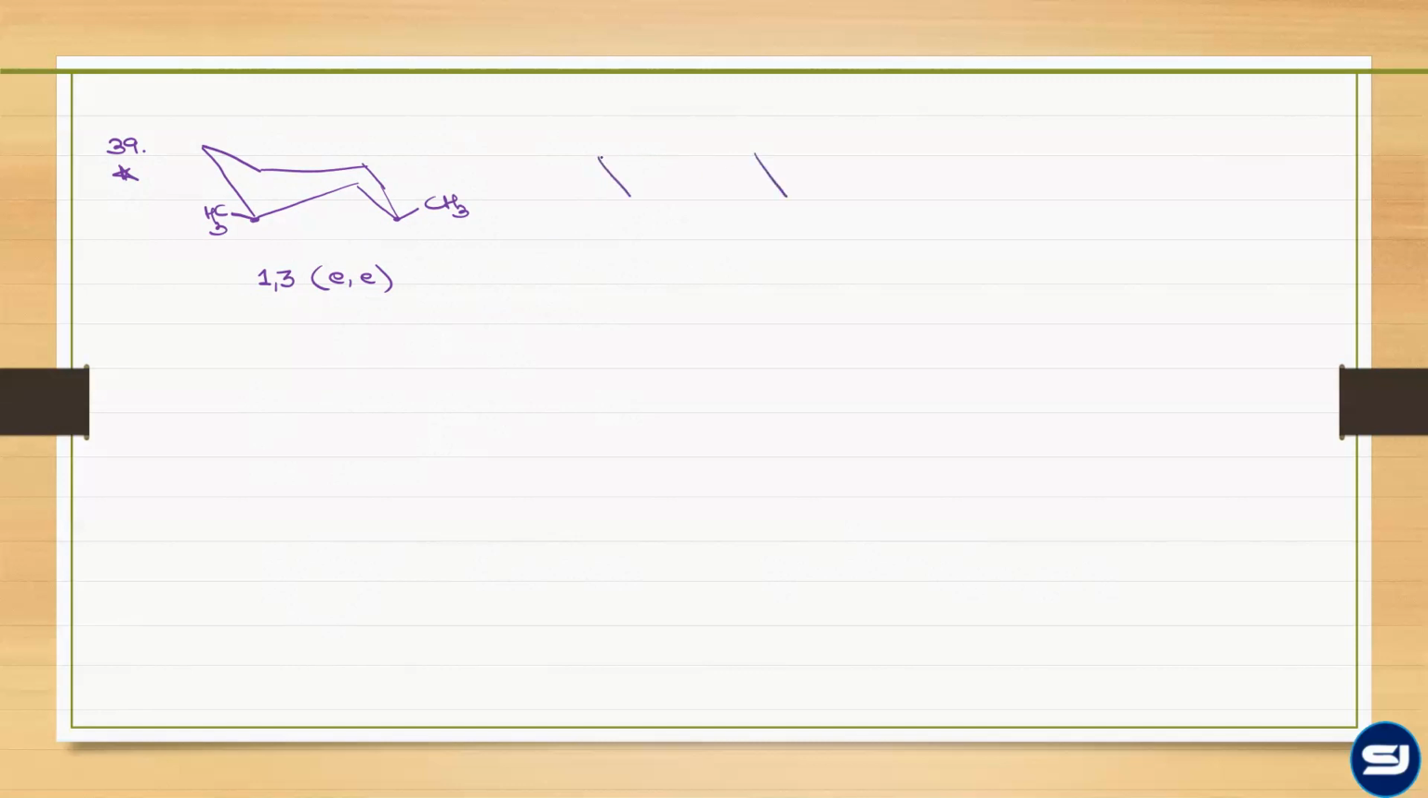Hopefully you remember this. Let's say I have this as my cyclohexane. This is the first carbon, this is second, third, fourth, fifth, and sixth. So first carbon, if this is the equatorial position, second is down, third is up, fourth is down, fifth is up, and sixth is down.